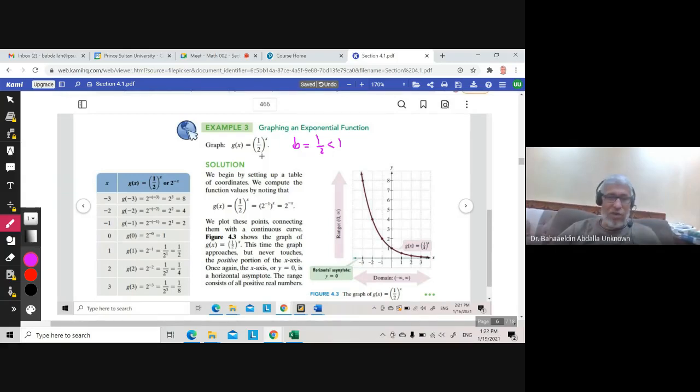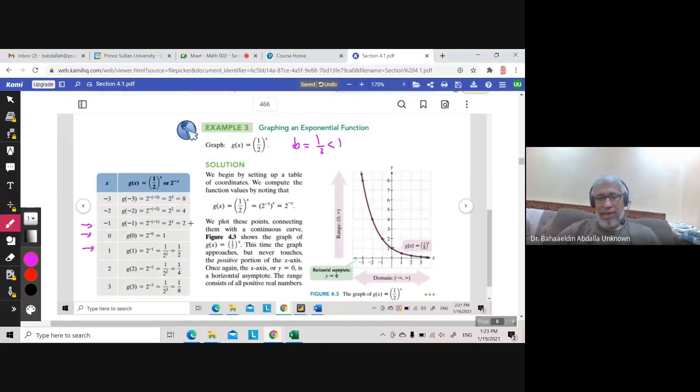Let us do it. I know the graph, so I will always choose 3 values. You can choose more than that if you like: -1, 0, and 1. If you replace x by -1, half to the power -1 is 2. If you replace x by 0, half to the power 0 is 1. At 1, half to the power 1 is half, and you connect the points. So this is the graph of half to the power x.